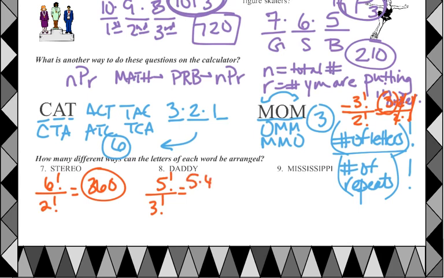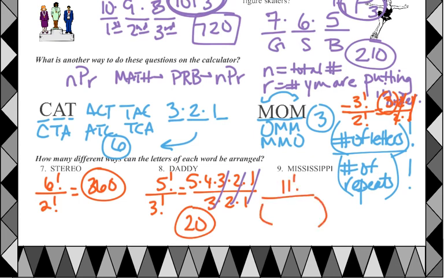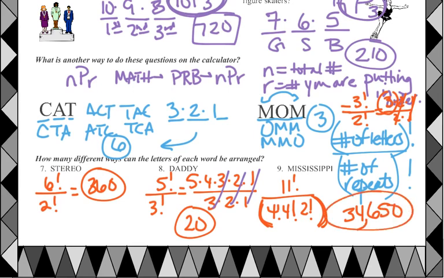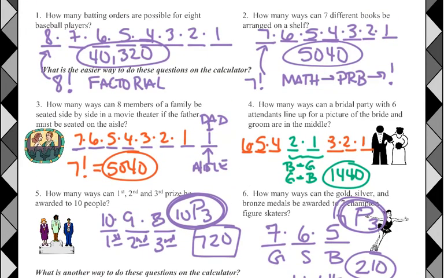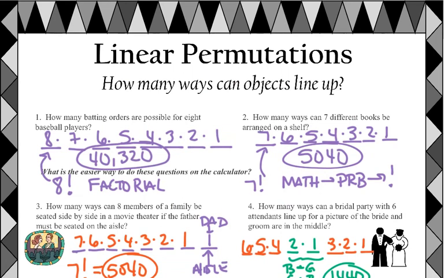Now, if you don't want to type that on your calculator, you also could just write it out. That's what 5 factorial means. That's what 3 factorial means. Cancel what you can, and then 5 times 4 is 20. Grand finale is Mississippi, which has 11 letters, but this has a bunch of repeats, so notice the parentheses. There's 4 I's, 4 S's, and 2 P's. And that has to be grouped in parentheses when you do that on your calculator, and it's still 34,650 different ways. So I know that's a lot of notes on linear permutations and counting principle.